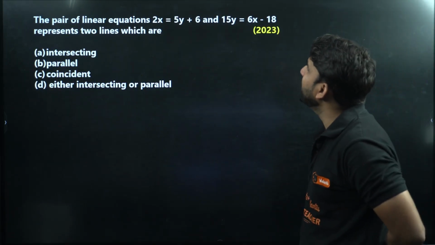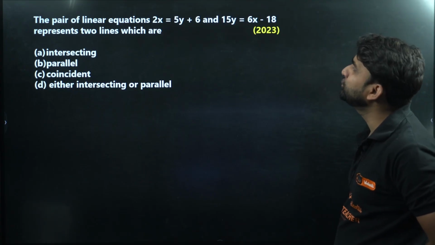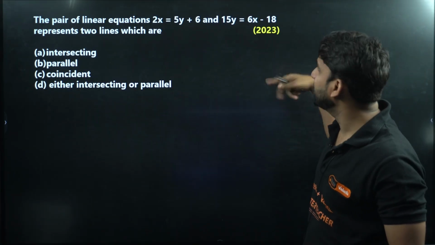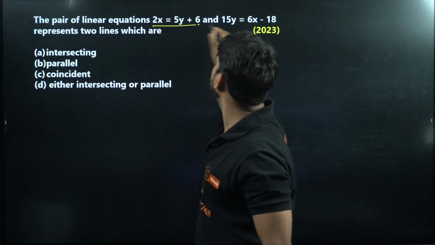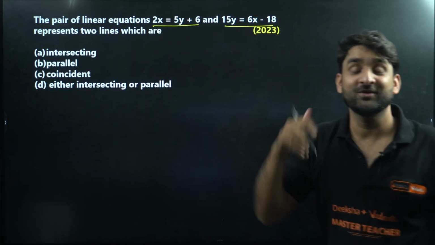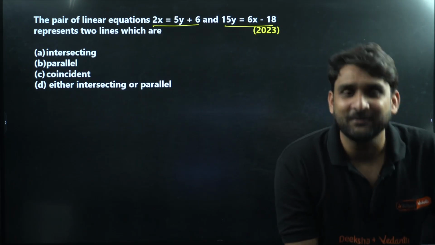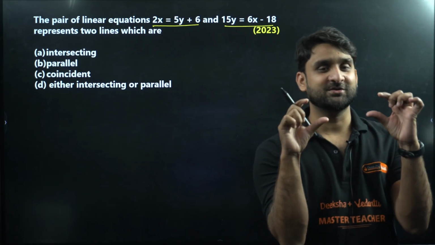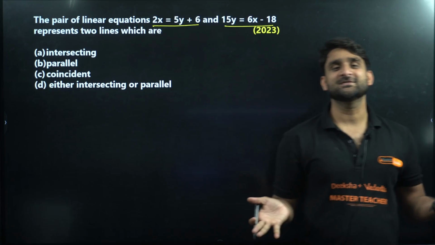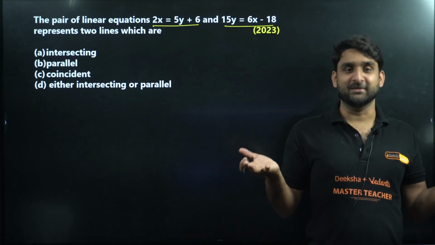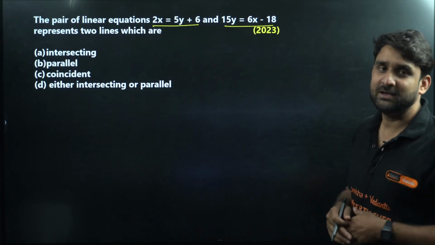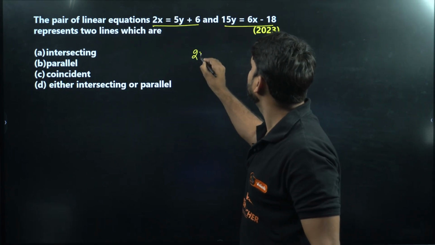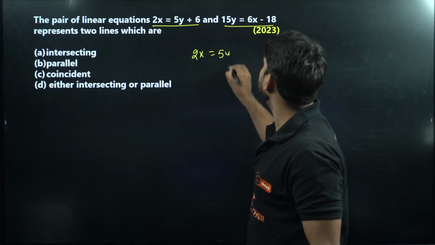The pair of linear equations represents two lines which are... okay. So this question is from 2023. The question is, we have two linear equations. And I have already told you, the heading of the chapter is pair. So every question will contain two linear equations, because the chapter itself is shouting, the term pair is there. So the first linear equation is 2x is equal to 5y plus 6.